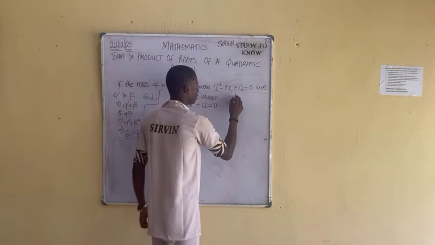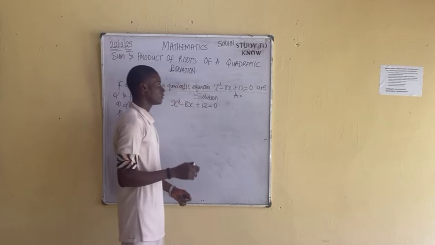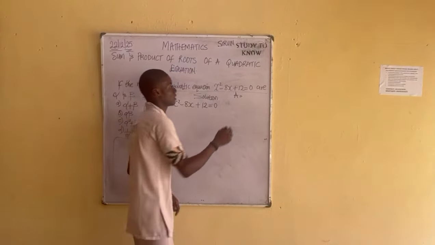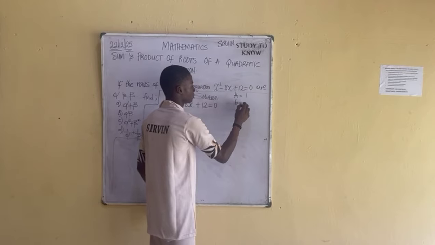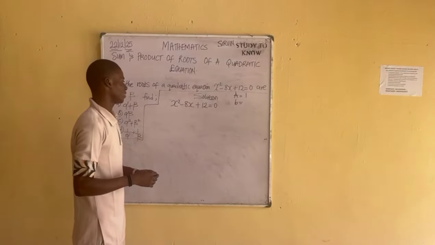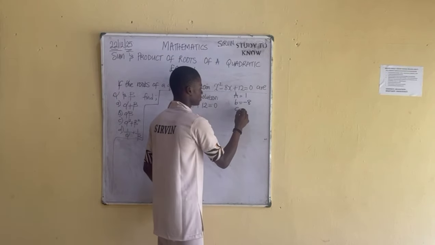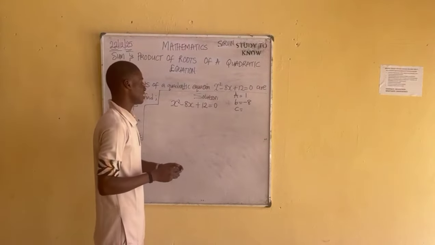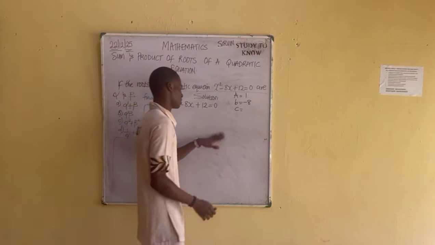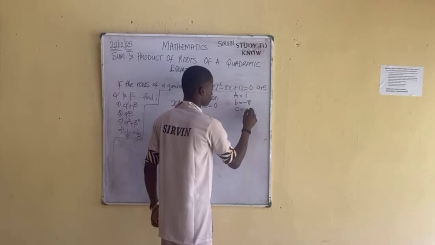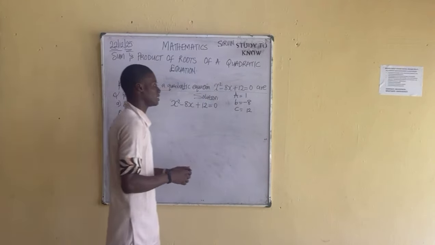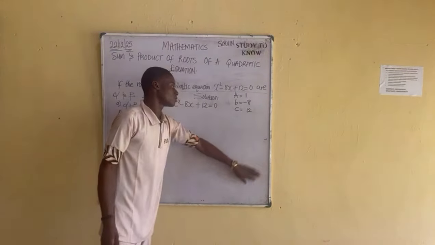So your a is equal to the coefficient of x squared, which is 1. Your b is the coefficient of x, which is minus 8. And your c is the constant, which is 12. And I said after getting these, find two numbers.